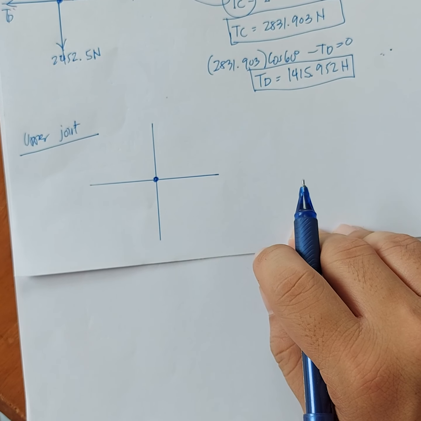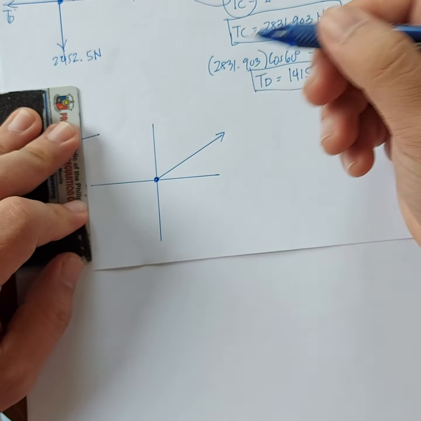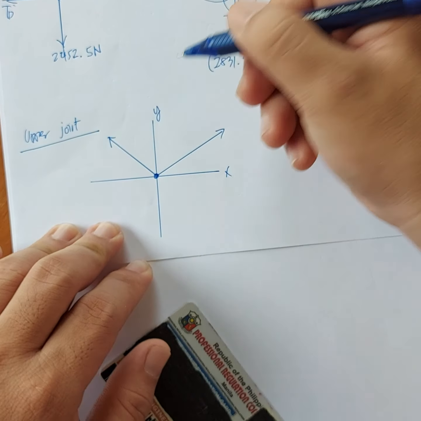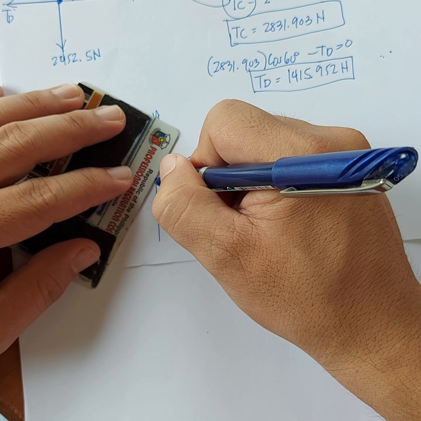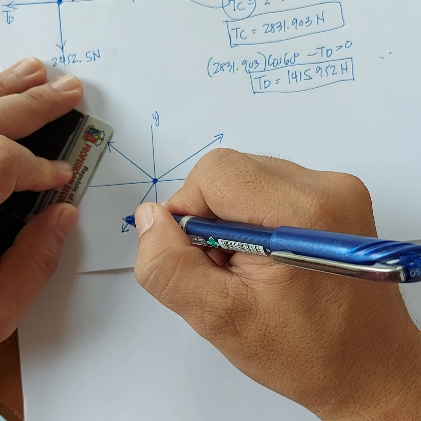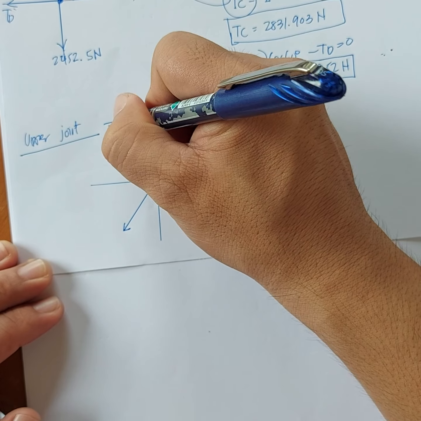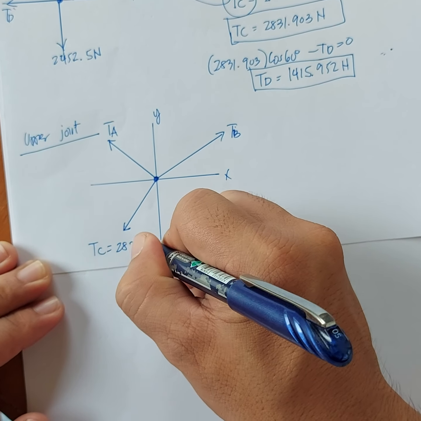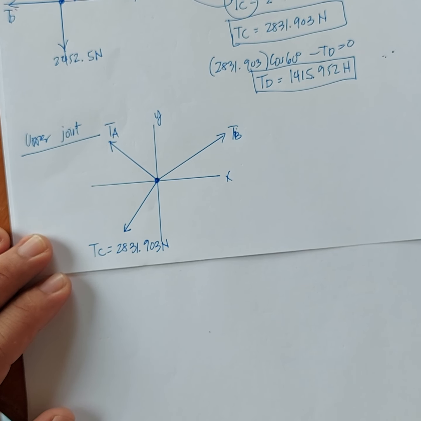So it's the upper joint. We have TB, TA, and we have TC here. TC is equal to 2831 newtons. Don't forget also to include the directions.